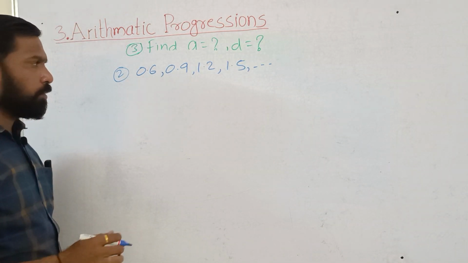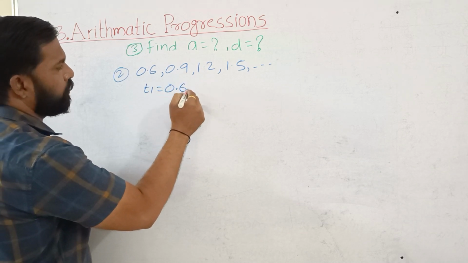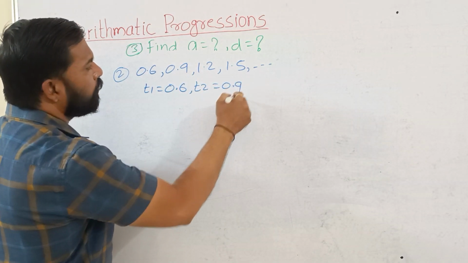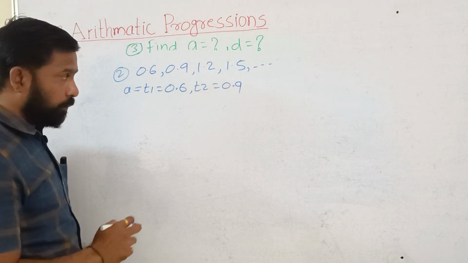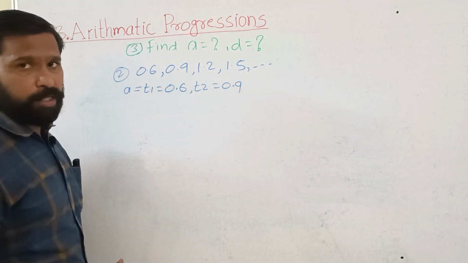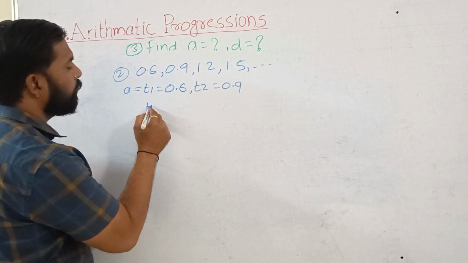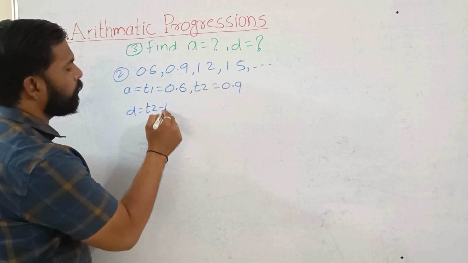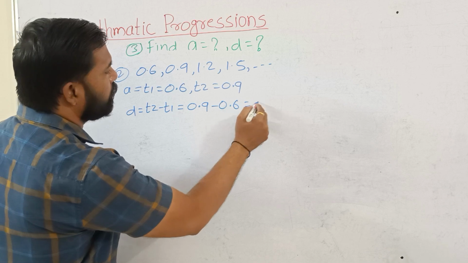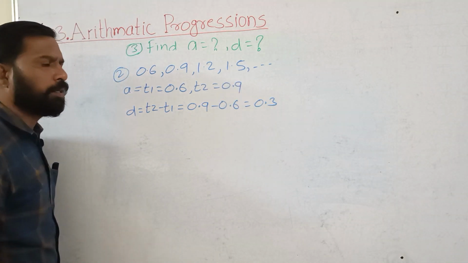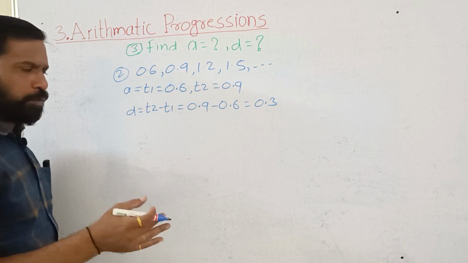Dear students, we are solving the second question. What is T1 here? T1 is equal to 0.6, T2 is equal to 0.9 and so on. T1 is nothing but A. So A we found as 0.6. What do we have to find now? We have to find D. How can we find D? D is equal to T2 minus T1, which is equal to 0.9 minus 0.6, which is 0.3. As they are giving you a number of terms, we will find the difference between them.